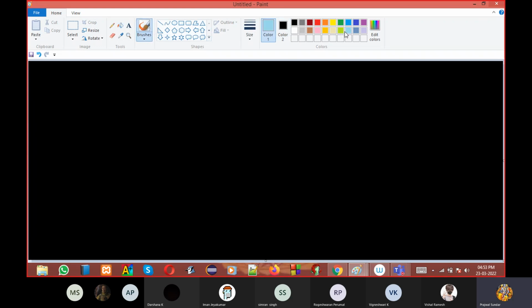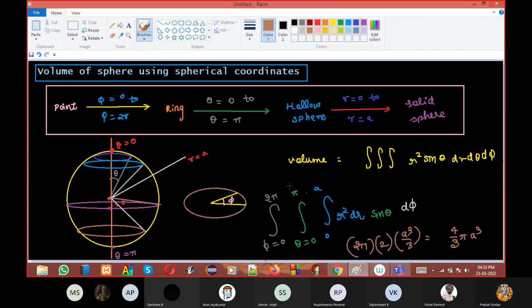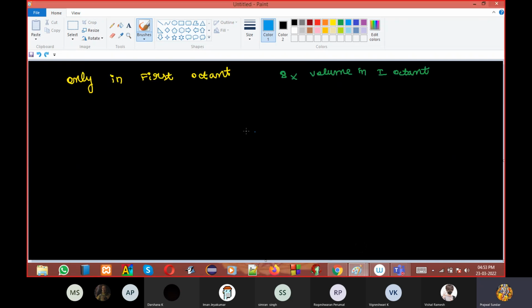Now I'm giving a challenge for the others. Suppose you are only viewing the first quadrant. I want you to visualize it and tell me. Suppose I'm viewing only the first quadrant. Tell me the limits. I will not tell, you should tell. What are the limits for r? You will write the final answer as 8 into the volume in the first octant. Tell me, what are the limits for the first octant alone? Someone think. Keep thinking about this diagram. What are the limits for theta? Phi you will say. What are the limits for r? Tell me. Come on.